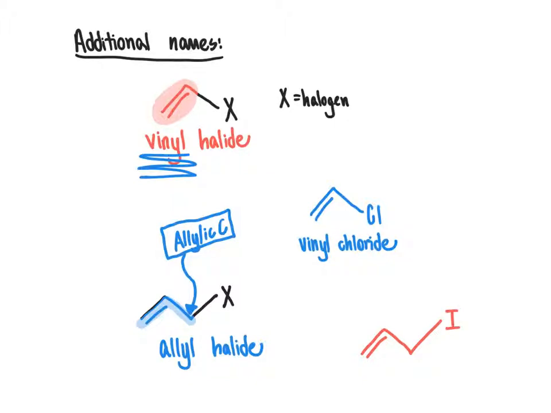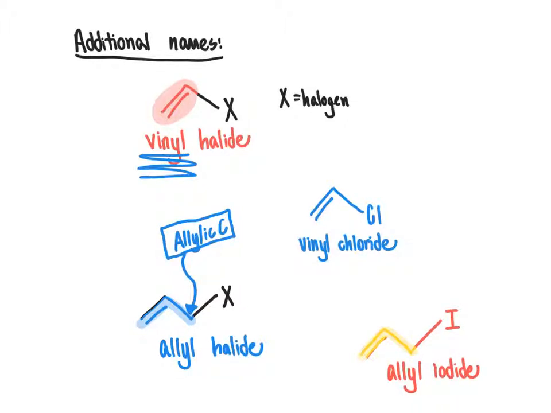So here we have what hopefully you recognize as the allyl group. Our 3-carbon group there, with a carbon-carbon double bond connecting carbons 1 and 2. And then we have an iodine atom bonded to that. So our full name here is going to be allyl iodide.